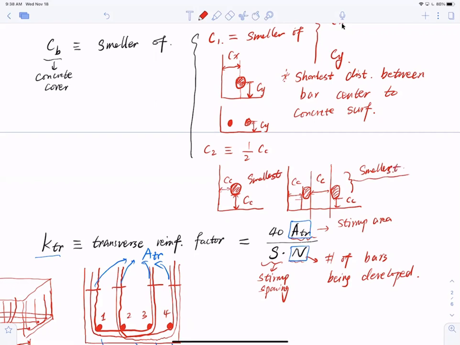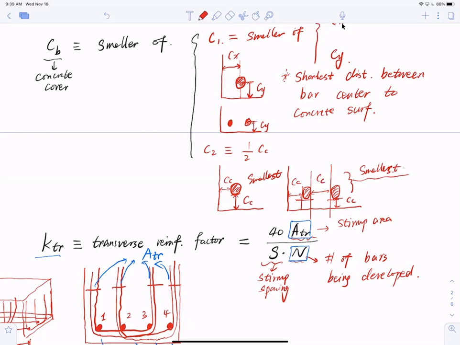In the scenario that you have bars in the corner and bars in the middle, you just need to find the smallest and apply it to all of them, just to be safe, because that's the smallest concrete cover. You need more length to develop to reach the yield strength, so you want to pick the smallest concrete cover. Okay, that makes sense.